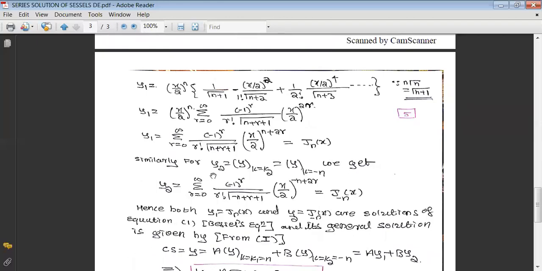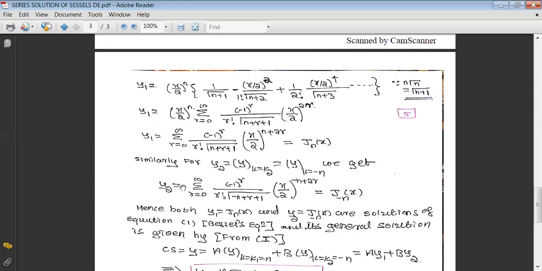Now y2 is again nothing but the value of y at k equal to k2. In this case, k2 value is minus n, and that can be obtained just by replacing n by minus n in the above expression. If I write that as y2 equal to, wherever n is there, if I replace that n by minus n, we can find it as minus 1 raised to r divided by r factorial, and it is gamma of minus n plus r plus 1, into x by 2 raised to minus n plus 2r, and that is denoted as J minus n(x).